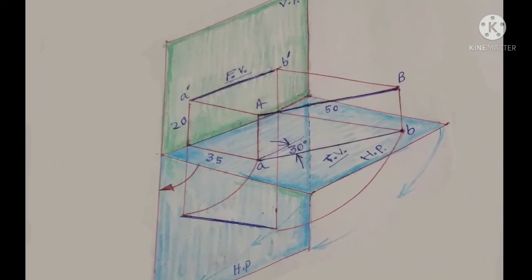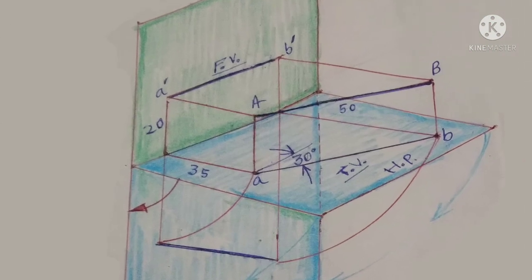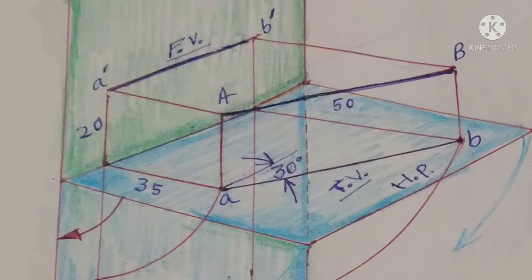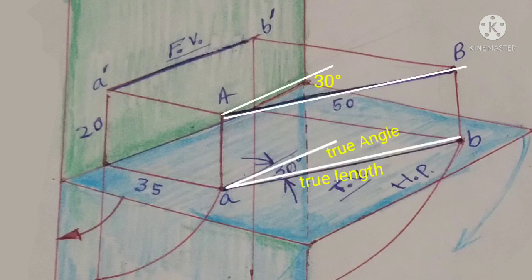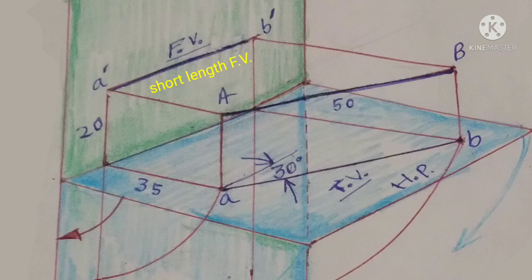In this problem, we see that as the line is inclined to the VP but parallel to the HP, its projection on the HP is its true length and gives its true inclination with the VP. That means the top view will be the true length and show the true inclination, that means 30 degree to the VP, and the projection of the line on the VP is less than the true length. That means the front view will be slightly shorter.